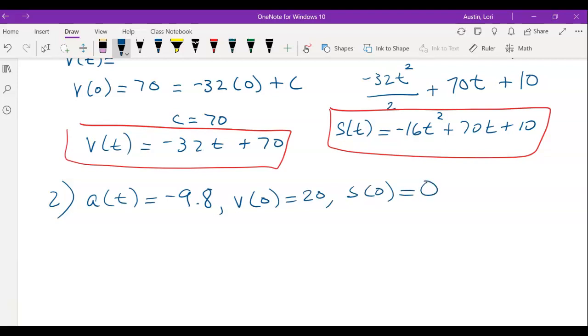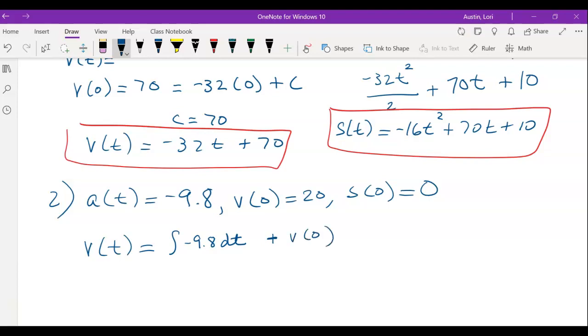And S sub 0, the initial, is 0. Okay, so you have your acceleration. The first thing you can find from acceleration is velocity. Velocity is going to be the integration of negative 9.8 dt plus whatever the V sub 0 is.